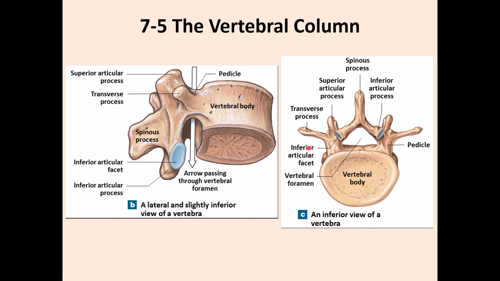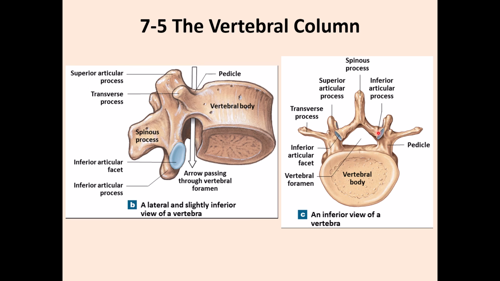Then you have the processes. A process is a bony projection. This blue area that you see is called a facet. Facet means a flat area. This is an articular surface. So you have the transverse process. There are two of them, one on each side.